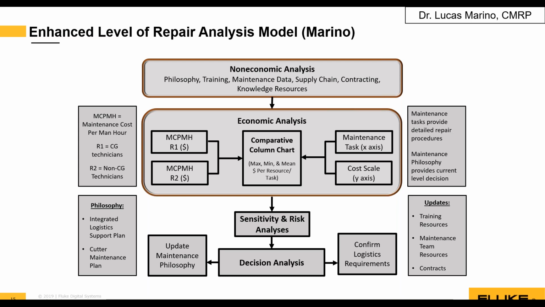When all of that is done, we want to perform a sensitivity analysis by changing the most impactful variables. In this case, we'll use a one-way sensitivity analysis where we only change one variable, one input, to see how the system responds, just to keep it clean. Then you would perform a decision analysis after that, which would ultimately update your organization's maintenance philosophy or program approach. And then you could confirm or update your logistics requirements.